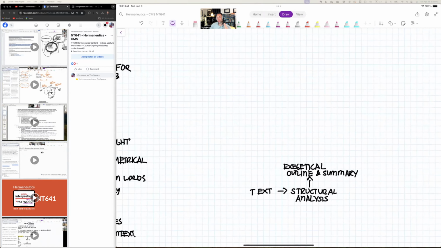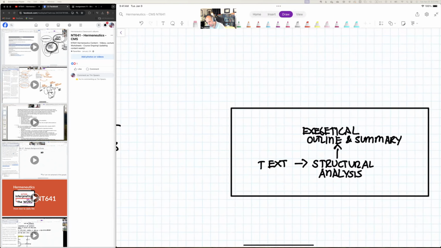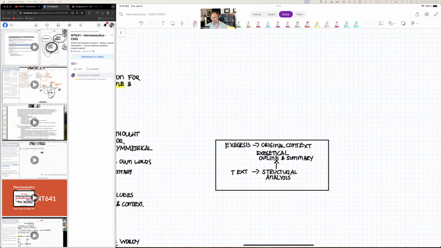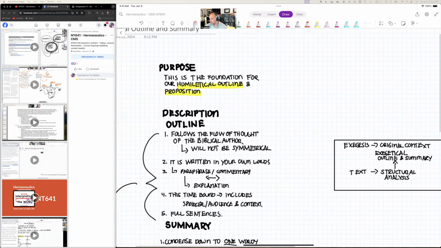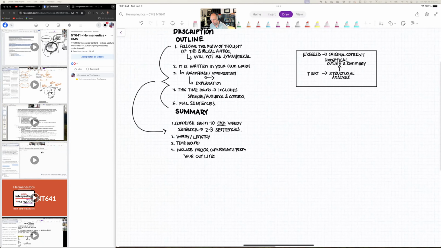Now remember, I drew that hermeneutical diagram back at the beginning of the class, so we're going to draw it again here. If you can imagine, this is all exegesis in the original context. Now we have a step for theology. Moving from here, this is the description of an exegetical outline and summary.